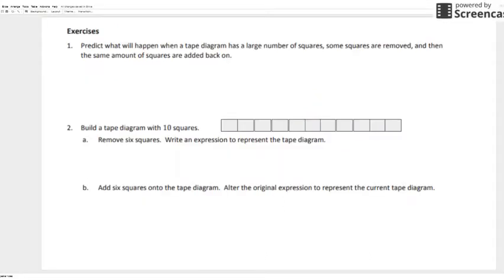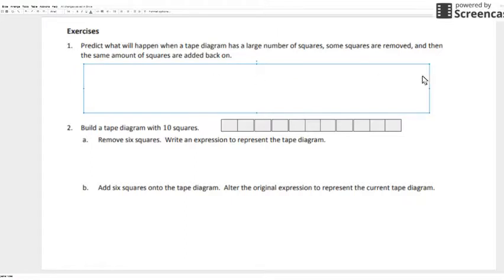All right, hello students. Welcome back. Let's go over some exercises together. So let's look at exercise 1. It says predict what would happen when a tape diagram has a large number of squares, some squares are removed, and then the same amount of squares are added back. So what do you think is going to happen? If I have a bunch of squares, I take some away, and then I put the same amount back.